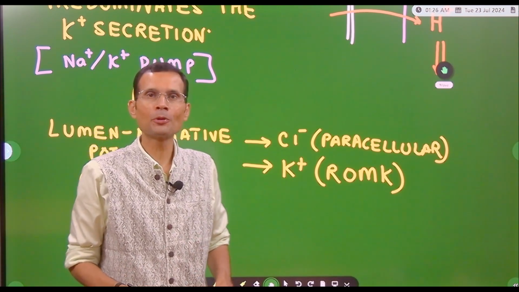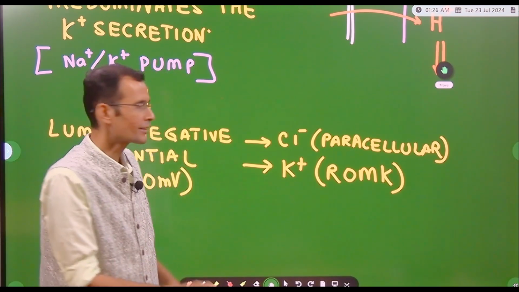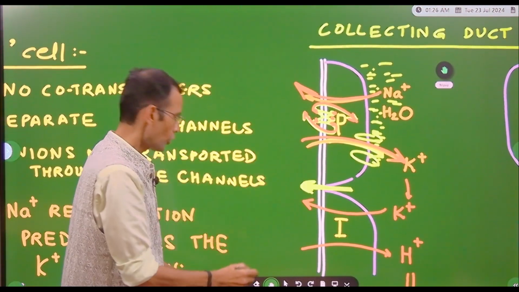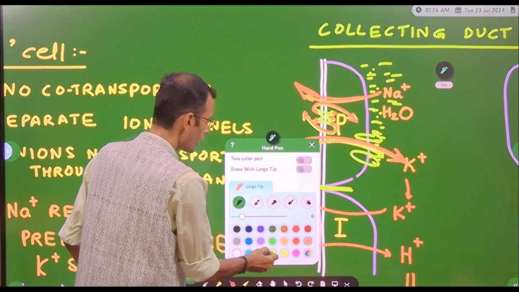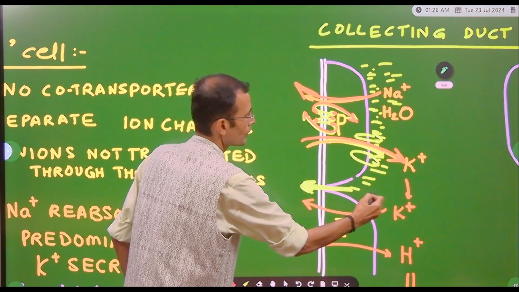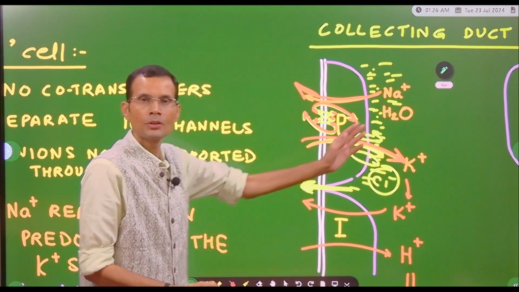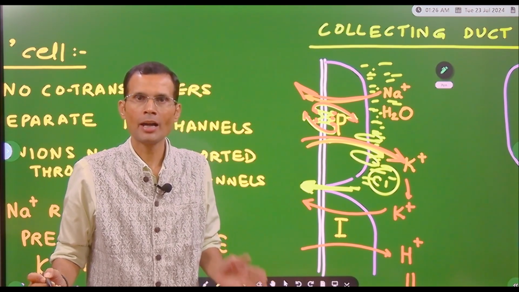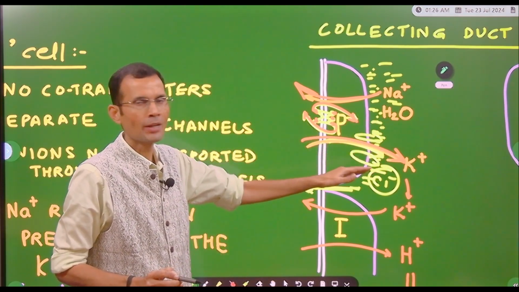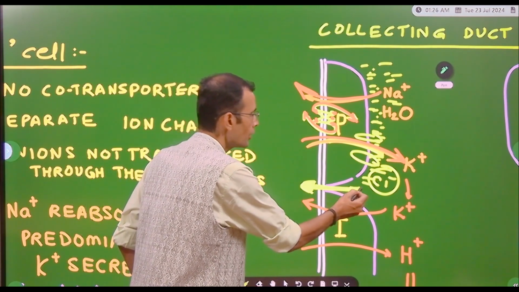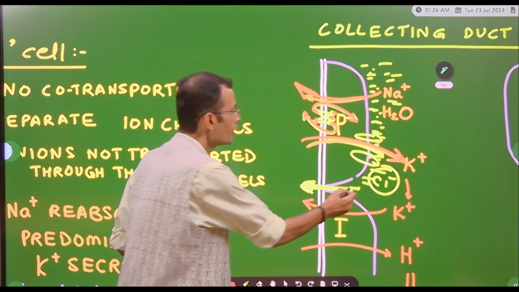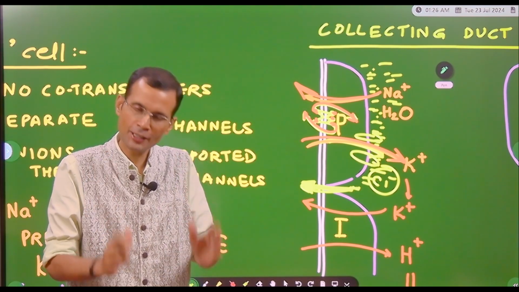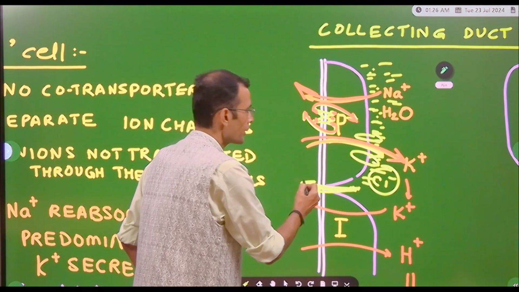Because of this lumen negative potential, as we saw at the start of the video, potassium can be reabsorbed because there are excess negative charges in the lumen. Chloride, being the anion, will diffuse out, but in a paracellular pathway. As we saw, there are no channels here and no co-transporters. So, chloride is reabsorbed in a paracellular pathway, and that too because of the electrochemical gradient. All right.